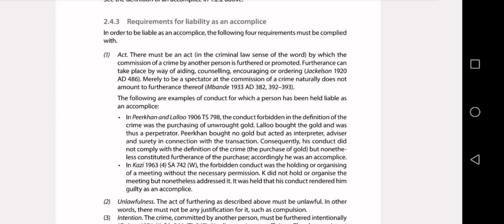Merely to be a spectator at the commission of a crime naturally does not amount to furtherance thereof. The following are examples of conduct for which a person has been held liable as an accomplice.